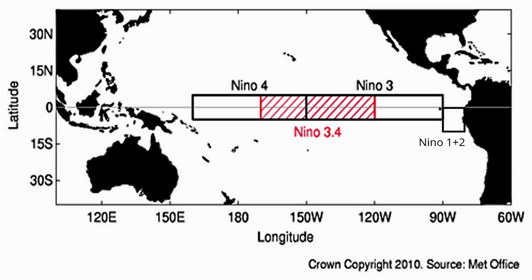If the ENSO 3.4 region has temperatures more than a half a degree above normal on average for more than a few months, then there is an El Niño. Conversely, if the ENSO 3.4 temperatures are more than a half a degree below normal on average for a few months, then there is a La Niña. For an El Niño, if the ENSO 3.4 area is warmer than the ENSO 1 and 2 region, it is called a Central Pacific or Modoki El Niño. And if the ENSO 1 and 2 region is warmer, it is called an Eastern Pacific El Niño.